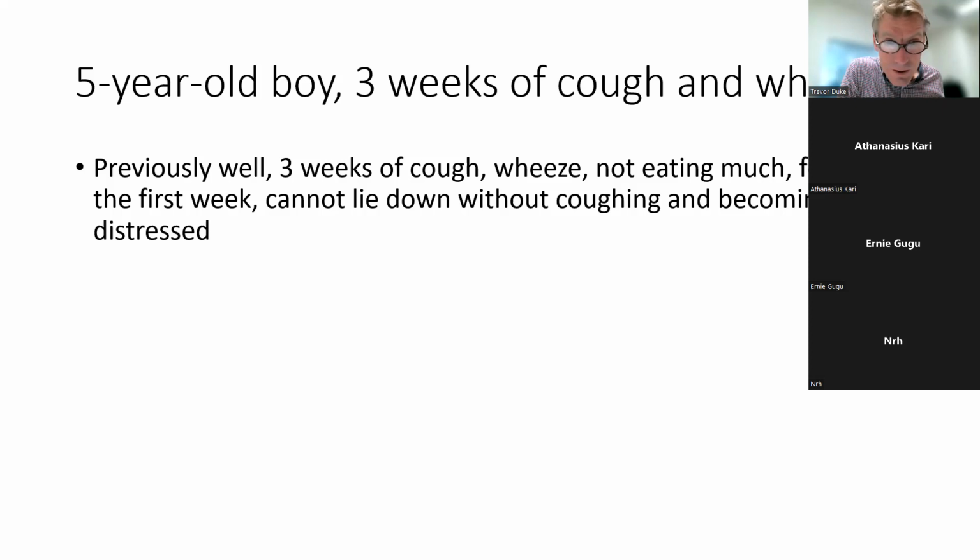Can the child have tuberculosis, 3 weeks of coughing? Yes, Arthur, that's a good thought, isn't it? And how can a child have wheeze with tuberculosis? Like, what's the mechanism? There's a common mechanism by which children can have wheeze from tuberculosis.